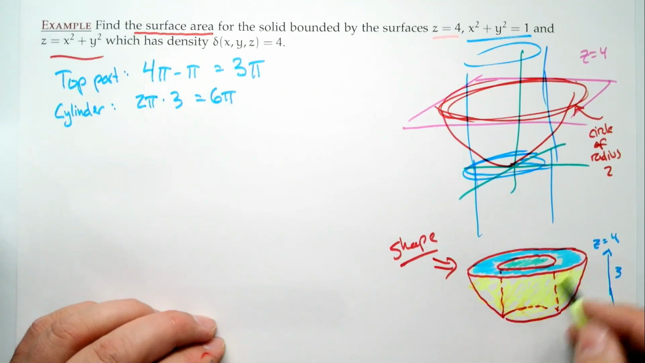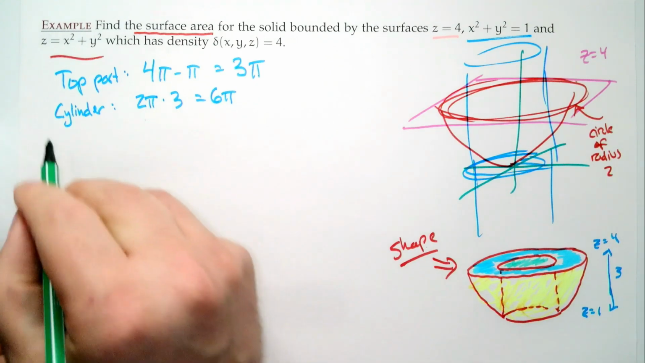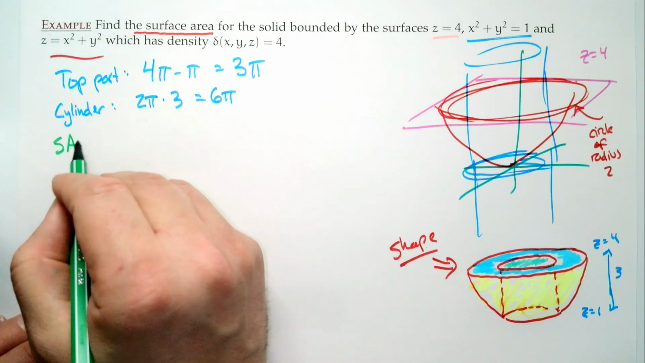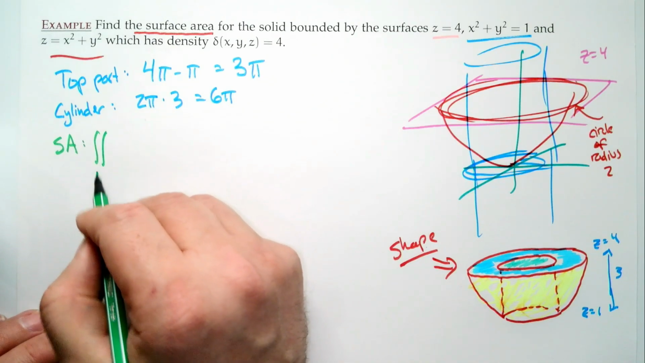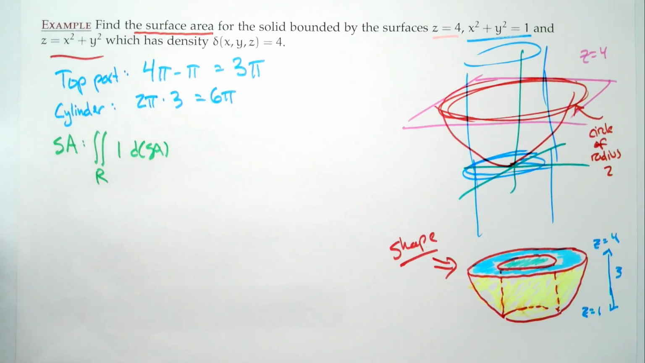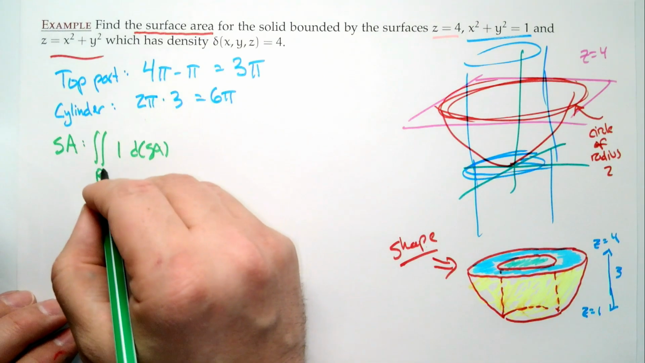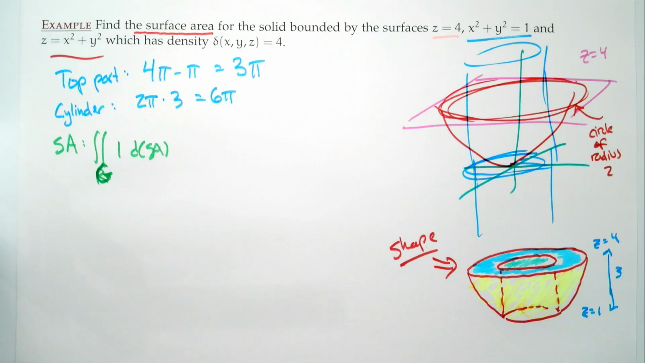Okay. Now that's the part where it's like, well, how do we find that? And the answer is we find it using the formula for surface area. So what's the formula for surface area? Well, it's the integral over our region of 1 dSA. That's one way to think about it. If I want to find surface area, I'll use G for the surface. You're just integrating 1. All right.